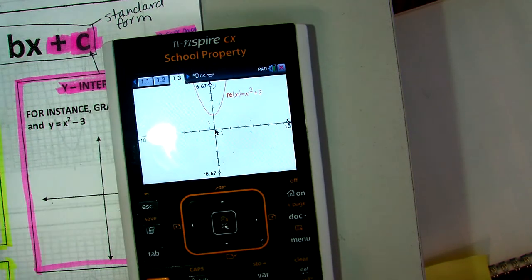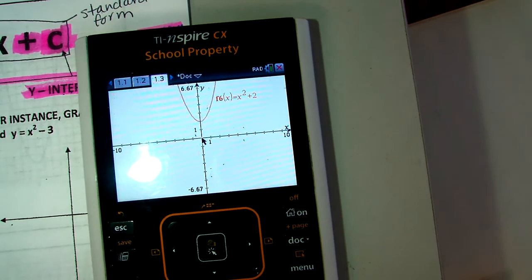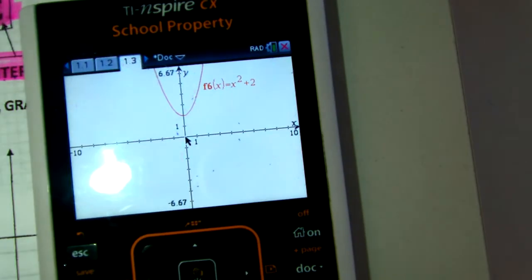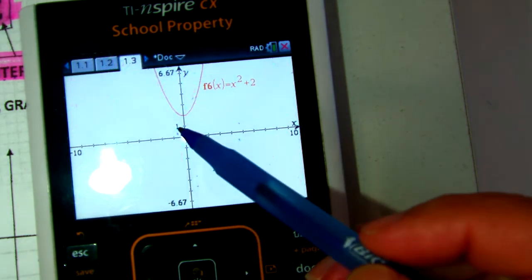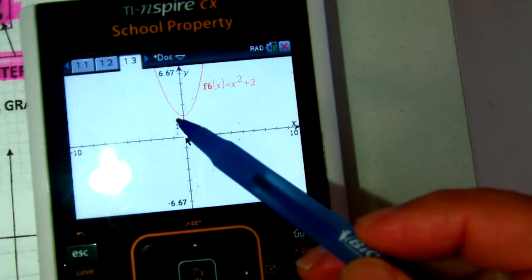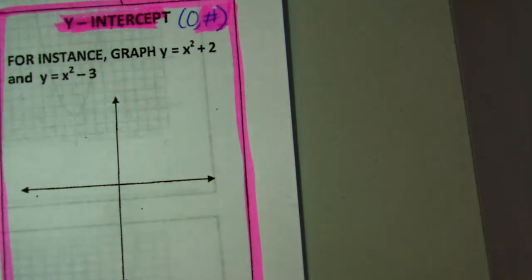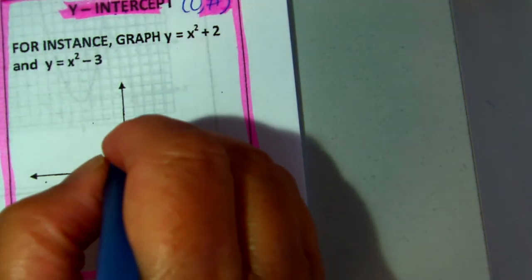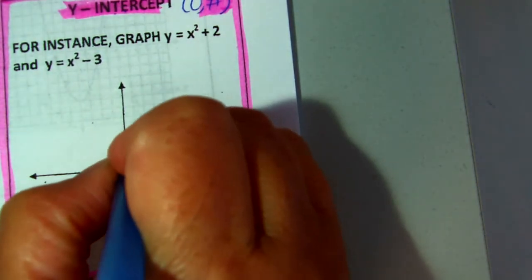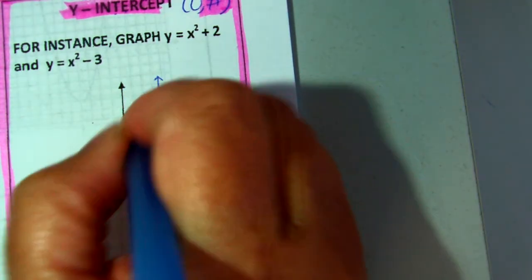Look at where the graph is. Let me zoom in. Look at where the graph is crossing the y-axis. It's crossing at 2. So let's draw that on our paper right here. We have 2. And the parabola passes through here.